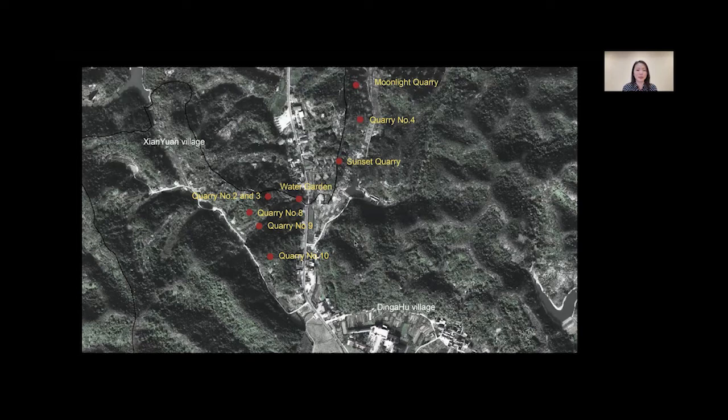And then through a tunnel, you will walk to quarry number 2 and 3, a semi-open space as tea house, and continue to take the walkway to pass through a water garden on the street, and then to Sunset Quarry, which is a terrace to look at the quarry from distance.